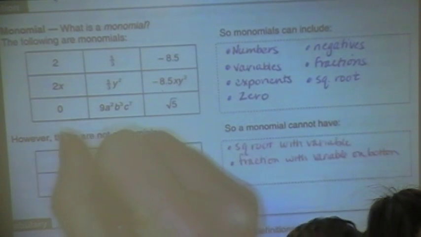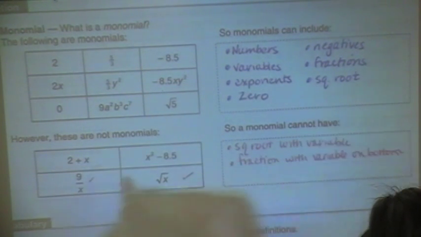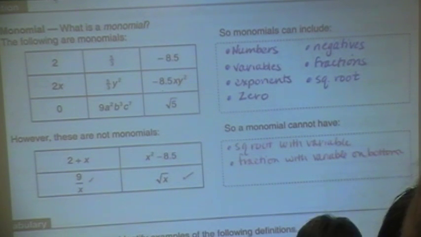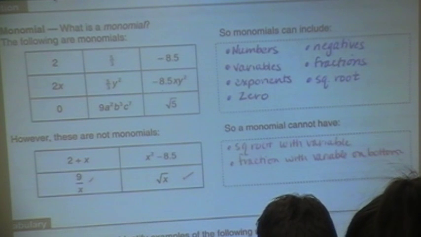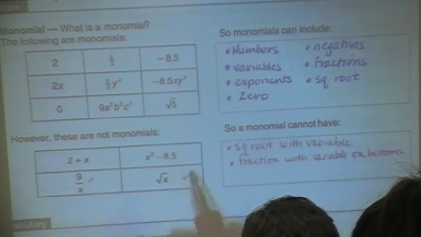Okay, and then the reason for these 2 could be the same reason. No addition or subtraction. These are separated by addition and subtraction.